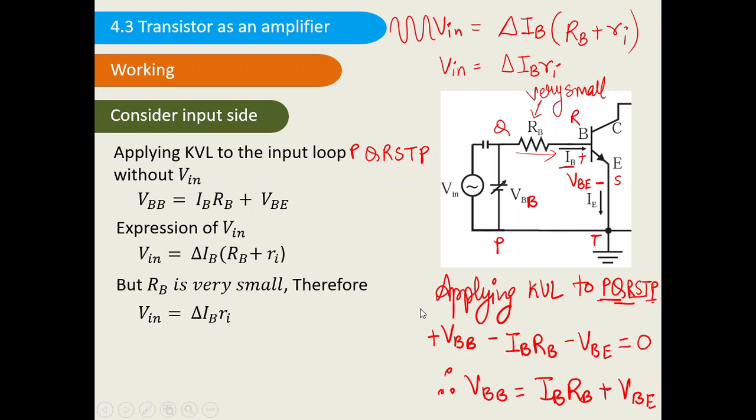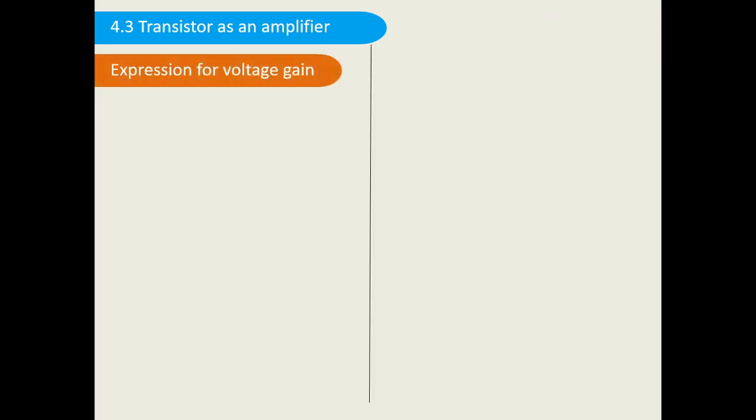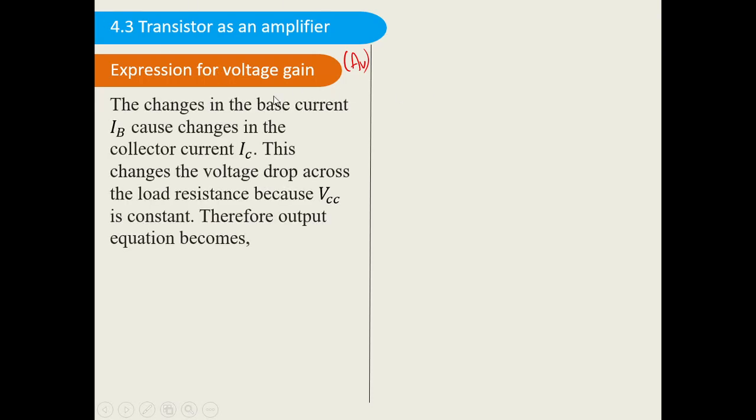The final slide is the derivation, or the expression, for voltage gain. The expression for voltage gain is denoted by AV. Voltage gain is the ratio of output voltage divided by input voltage. The changes in the base current, IB, cause changes in the collector current, IC. So if V in is changing, then delta IB is changing, which means delta IC is changing.